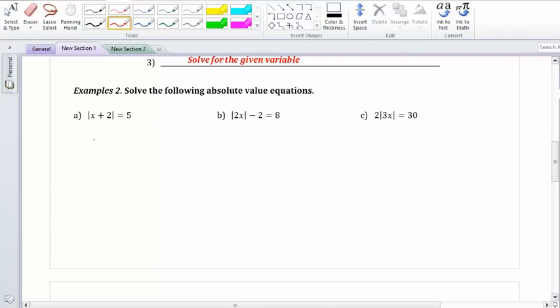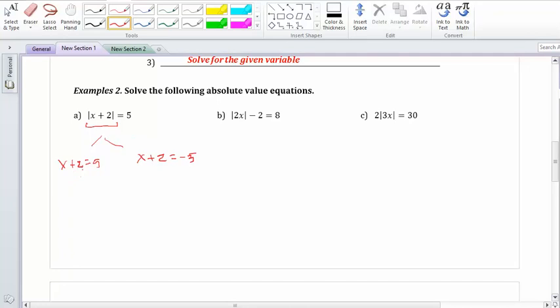Alright, solving absolute value equations. We have absolute value of x plus 2 equals 5. Number one goal is to get the absolute value bars, if you will, by themselves. In this case, they are. Once we get that, we can break it up into two different parts. So we're going to go x plus 2 equals 5, x plus 2 equals -5. Once we do the split, get rid of the absolute value bars, and then solve.